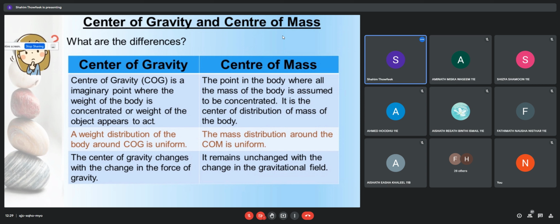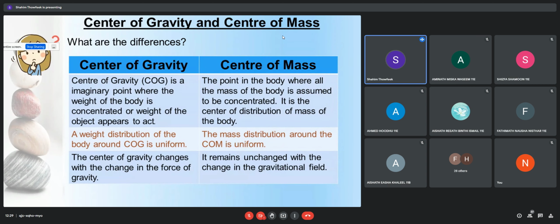Okay. Center of mass, what is the definition? The point in the body where all the mass of the body is assumed to be concentrated. Okay, it is also an imaginary point. Here we are talking about the mass of the object. It is the center of distribution of mass of the object. Okay, two different things. Center of mass talks about mass and center of gravity talks about weight. It is a force we are talking about.